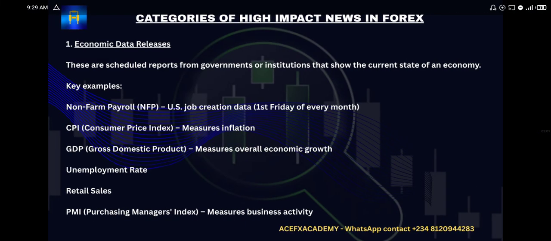So economic data release. Now, these are scheduled reports from government institutions that show the current state of an economy. Now, I want you to understand that these news are not really being released because of the forex market. They are being released because of the economy. People are simply using this data to know the health of an economy. You understand? So it's not even about forex. Most times it's not even about forex. It's just simply about the health of an economy.